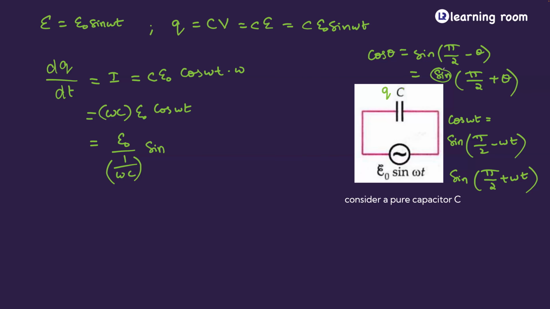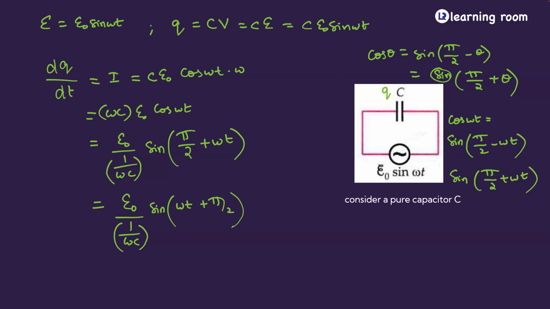So which one should I choose? So I should write it as sine of pi by 2 plus omega t, to be more specific, because I want the answer to be in terms of I naught sine omega t plus phi. I will write omega t first, so that you will get more clarity. So E naught divided by this omega c, 1 by omega c, has a name. I'll tell you what it is. So it is 1 divided by omega c into sine of, can I write it as omega t plus pi by 2? They both are same, right? So this will be I. Now can I write this E naught by 1 by omega c as I naught?